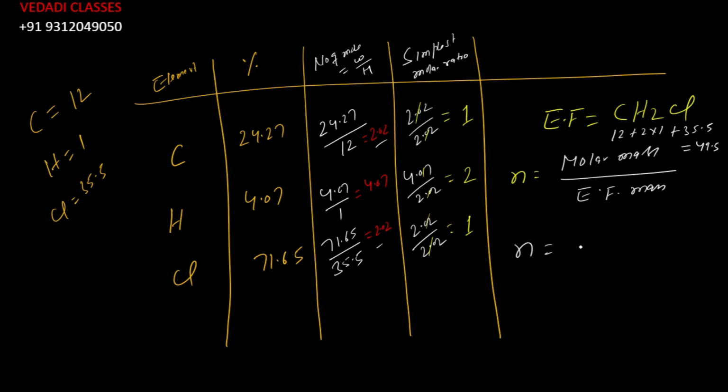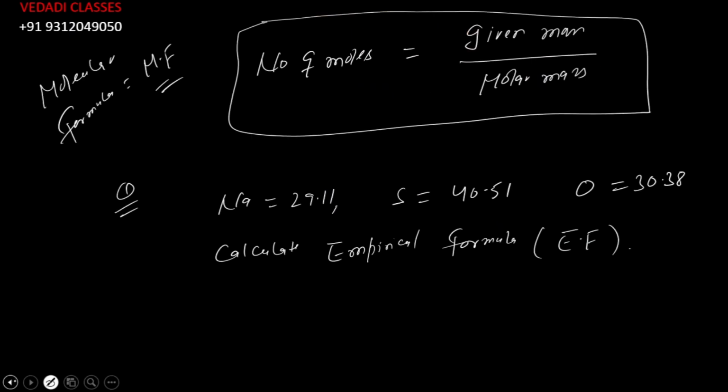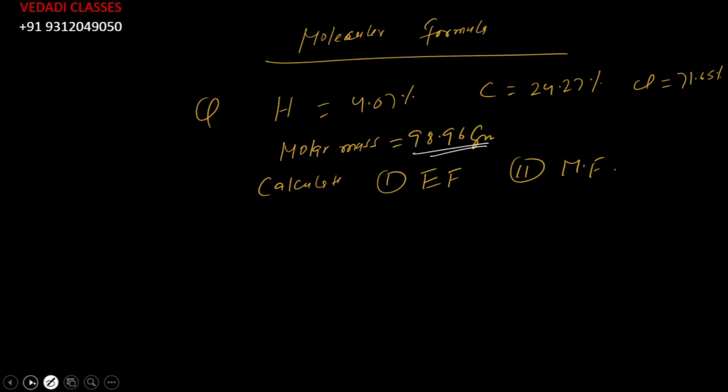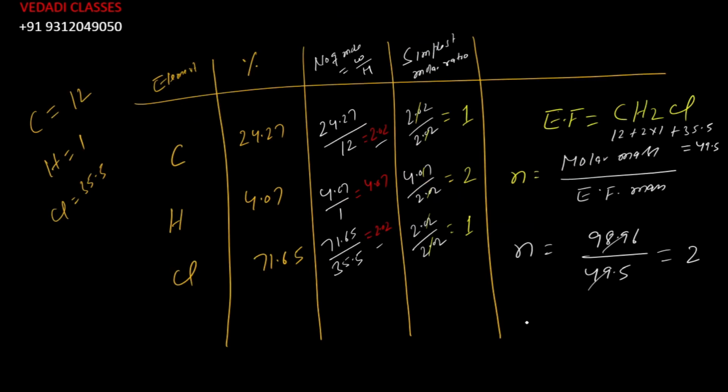So n will be 98.96 divided by 49.5. When you solve it, it will come approximately 2. So n is 2. What is the formula to find the molecular formula? Molecular formula is equal to n into empirical formula. So molecular formula is equal to n, which is 2, into the empirical formula.